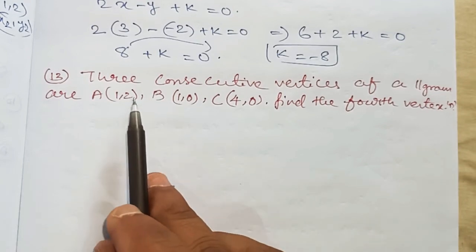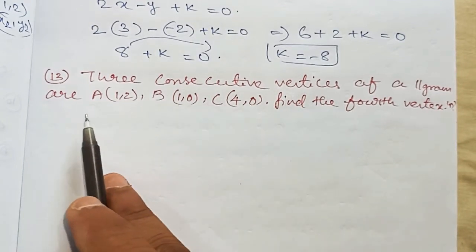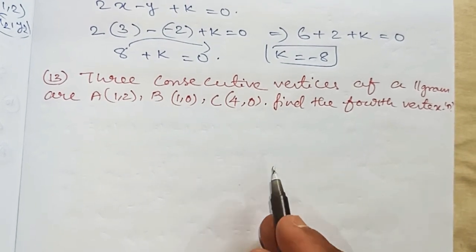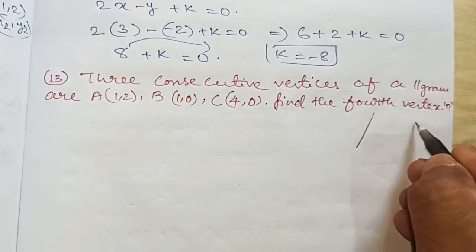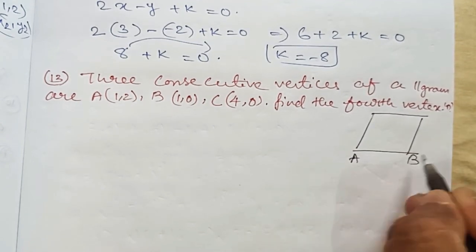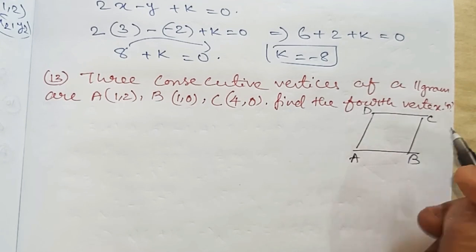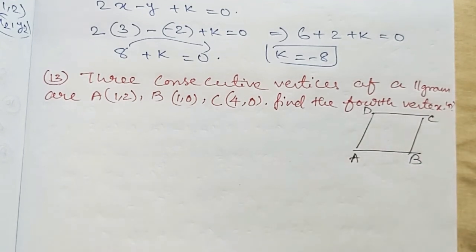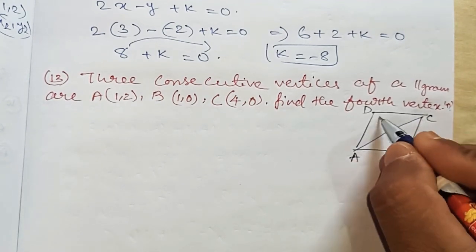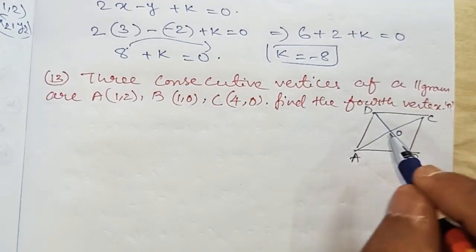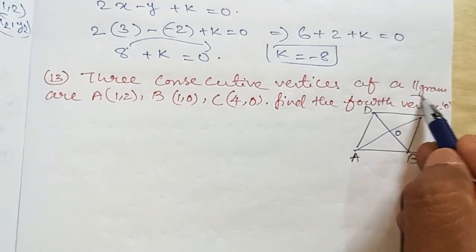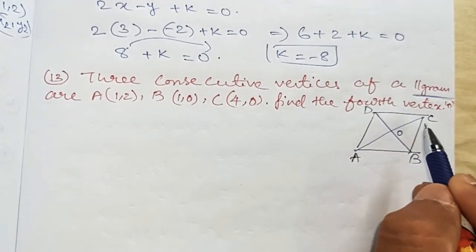In question number 13 it is given three consecutive vertices of a parallelogram are these. Find the fourth vertex. So I am just drawing a parallelogram here. A, B, C, D. So this is a parallelogram I have drawn. We know that the diagonals bisect each other at point O. So I already told you, whenever you get any question related to a parallelogram, always use the midpoint formula.